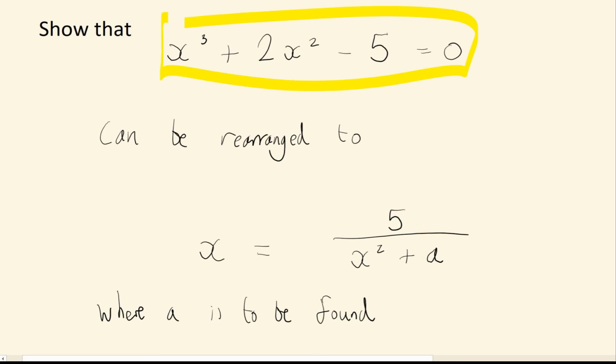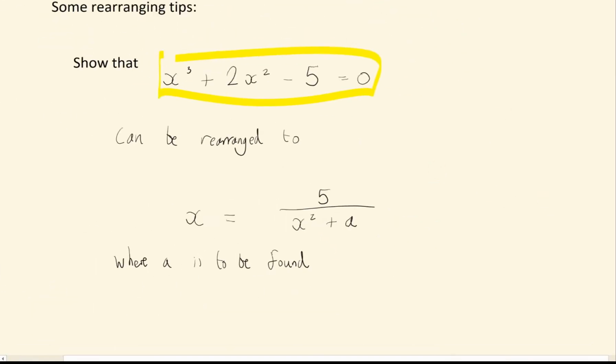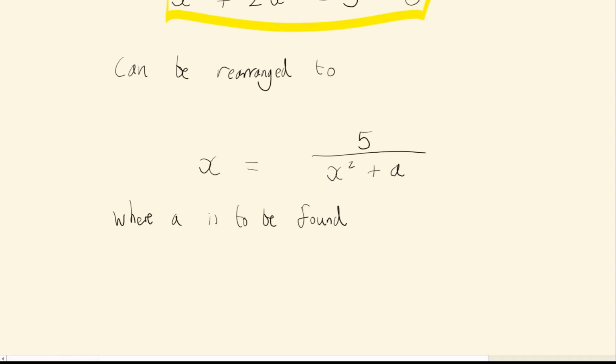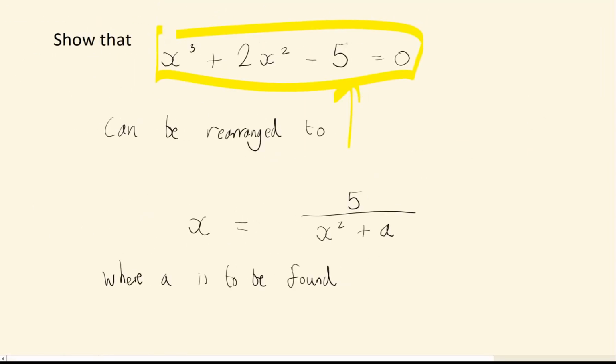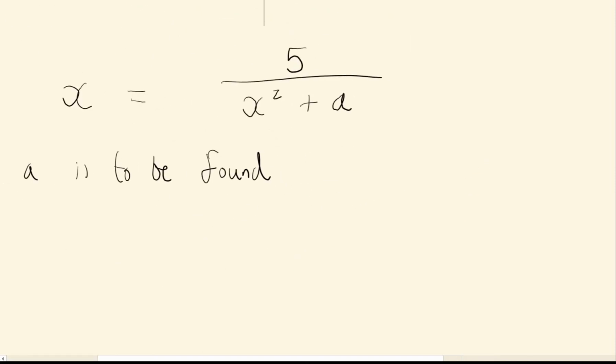For these questions, I always recommend you basically work backwards. That is, you start from the answer and try to make it look nicer and more like this. Starting from here, the first thing I always say you want to get rid of is any fractions. We have this big fraction here, which means we've divided by x squared plus a.